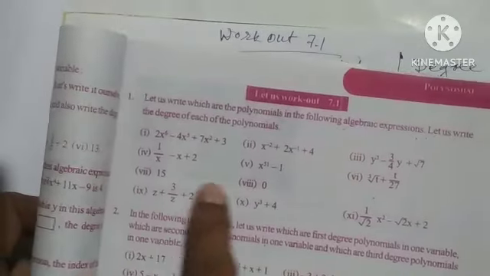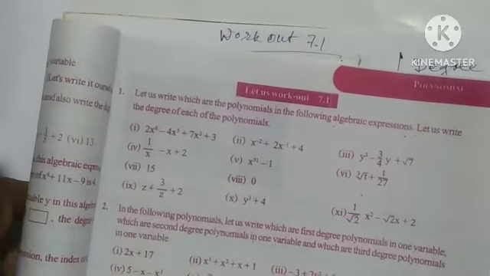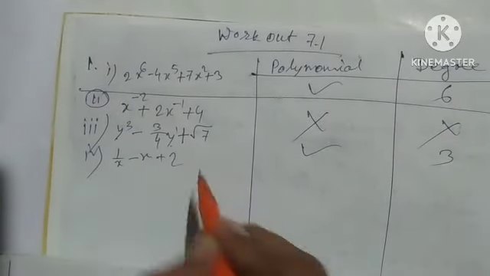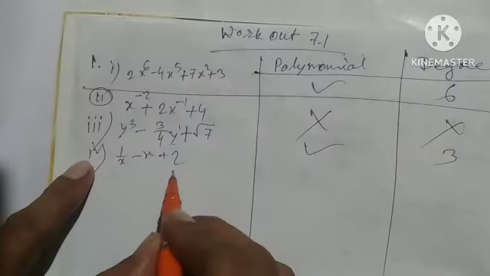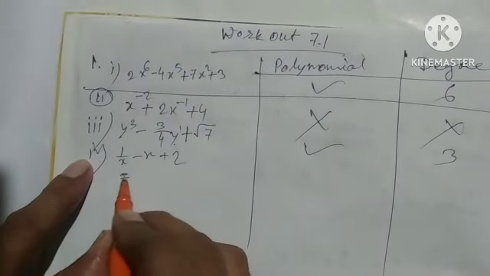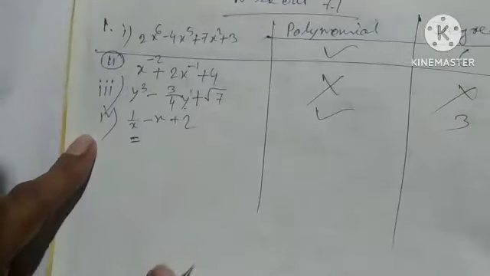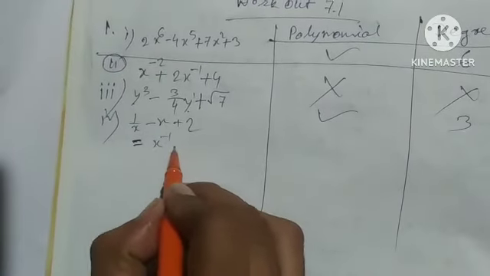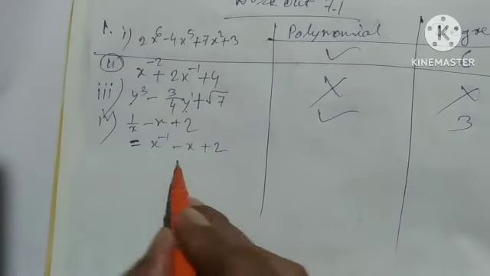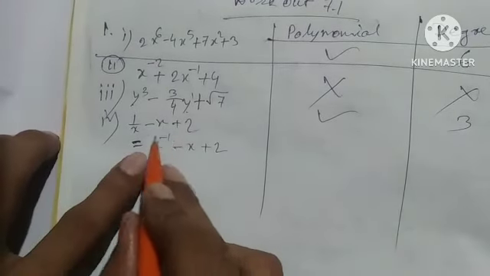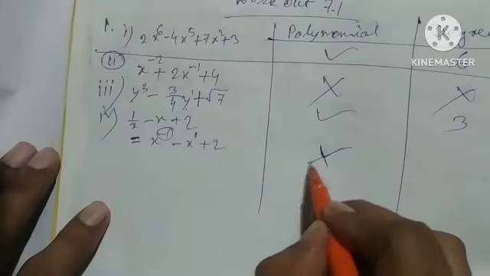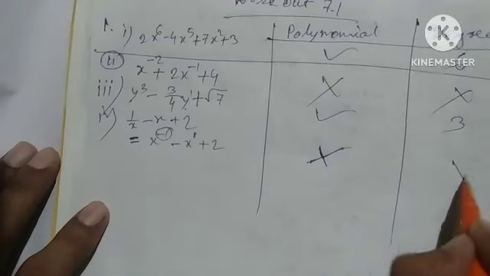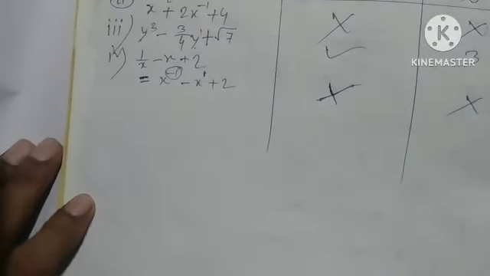So number 4, 1 by x minus x plus 2. If you can't find the powers of the variables, then you have to simplify it. So it is x to the minus 1 minus x plus 2, therefore minus 1 is the power. Minus 1 is not a whole number, therefore this is not a polynomial and we can't decide the degree of this polynomial.